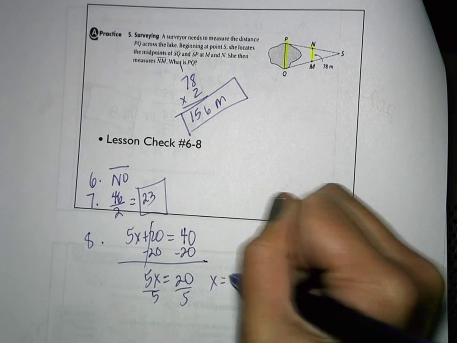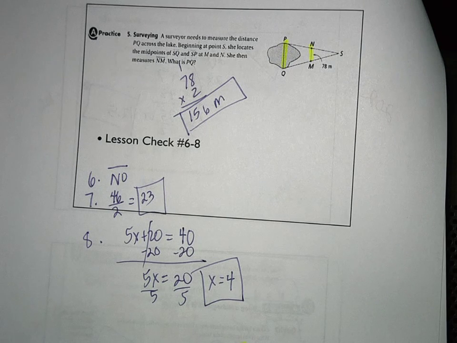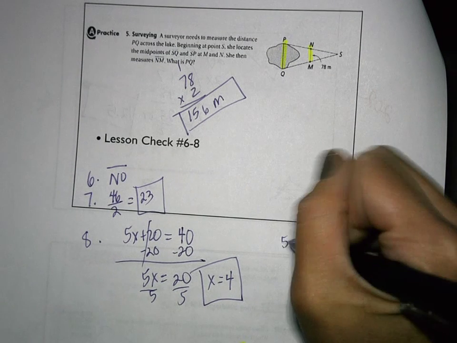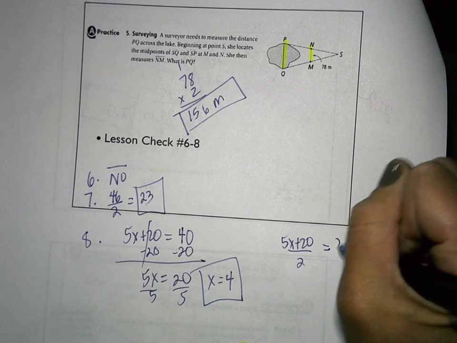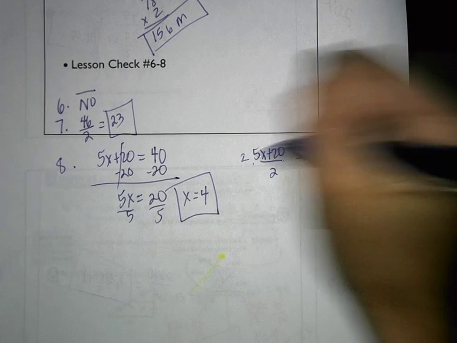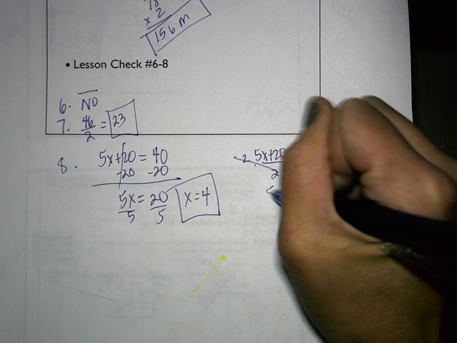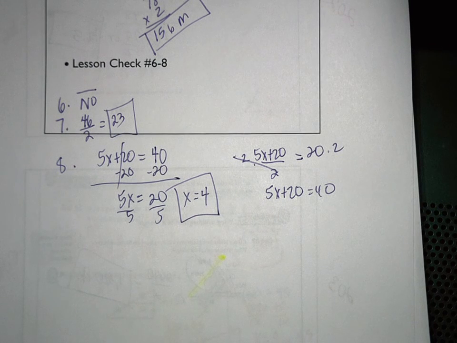Do you have a question, Tanner? Yeah. Could you have divided 5x plus 20? Yeah, because you could have also written it as 5x plus 20 divided by 2 equals 20. And then you could solve it the same way. You get rid of your fraction by multiplying by 2. And then same thing, 5x plus 20 equals 40, and then you would solve it. Okay? All right, any other questions?